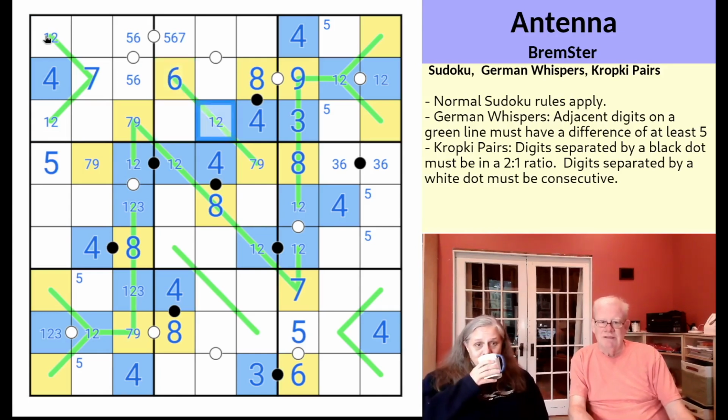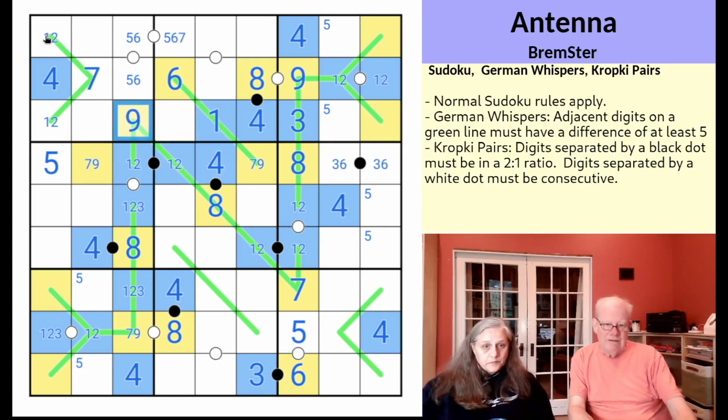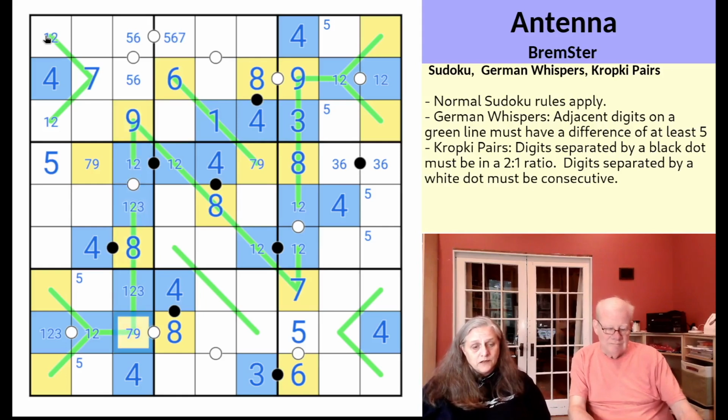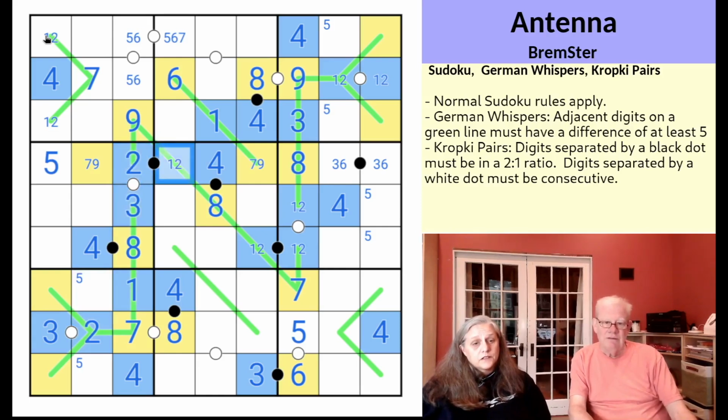This is a 6, so it needs a 1. 7 makes that a 9. Which comes down to the 7 in the column, yeah. And that can't be next to a 3, so that's a 1-2 pair, so that is a 3. Which has to be next to a 2 on the white Kropki. 2 and 1, so 2 and 3 and 1.